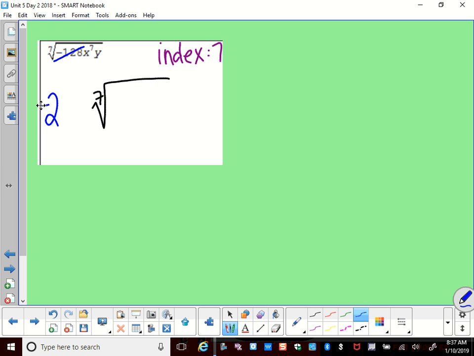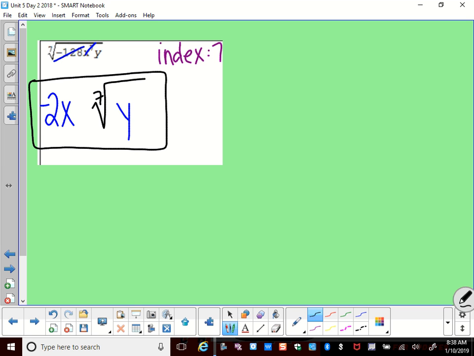All good? X to the 7, I need a group of 7. How many groups come out? Just 1. What about my y? Y to the first. This stays underneath. I don't have anything. It's not enough to bring out. It stays underneath. This is my answer. So I told you that you can erase if you need to, if you draw your radical too long. Or you can leave it. I don't care. But that is our answer.